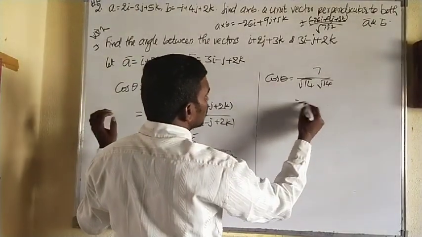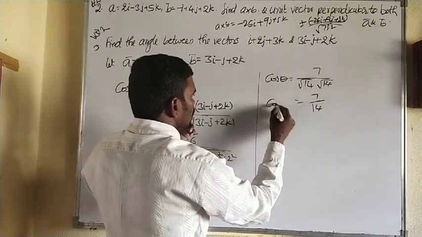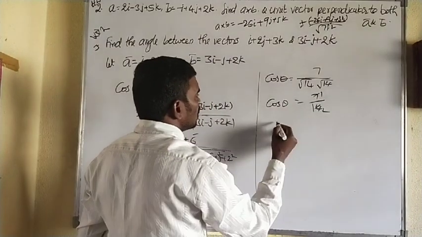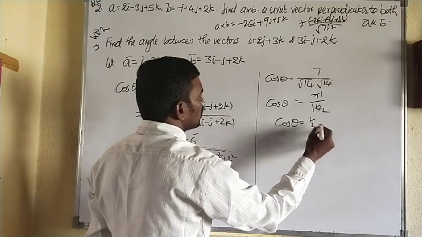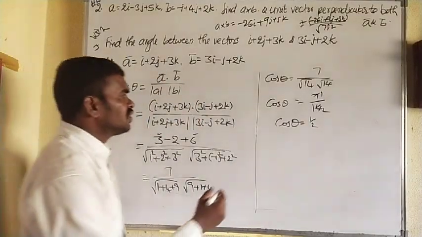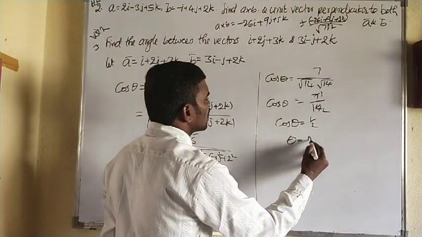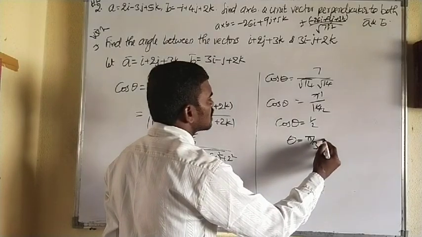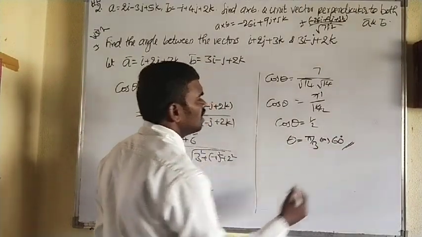Root 14 into root 14, how much? Just 14. So 7 1 ja, 7 2 ja. We are getting cos theta equal to 1 by 2. So when cos value is 1 by 2, the angle is 60 degrees or pi by 3. That means pi by 3 radians or 60 degrees. Write any one or both.